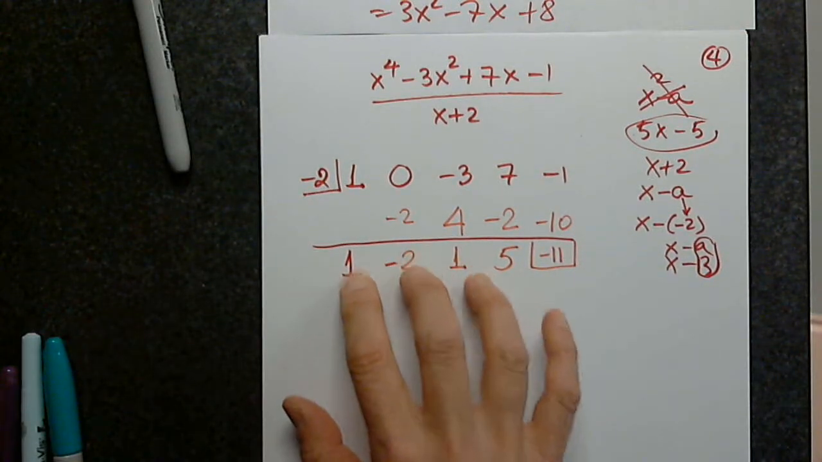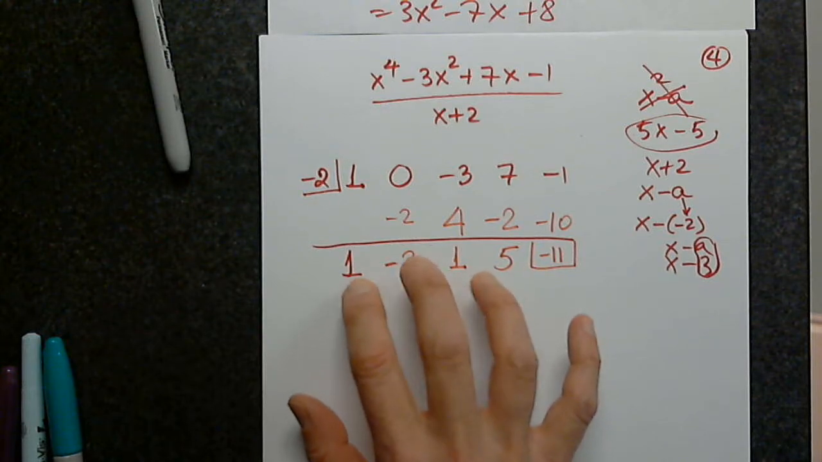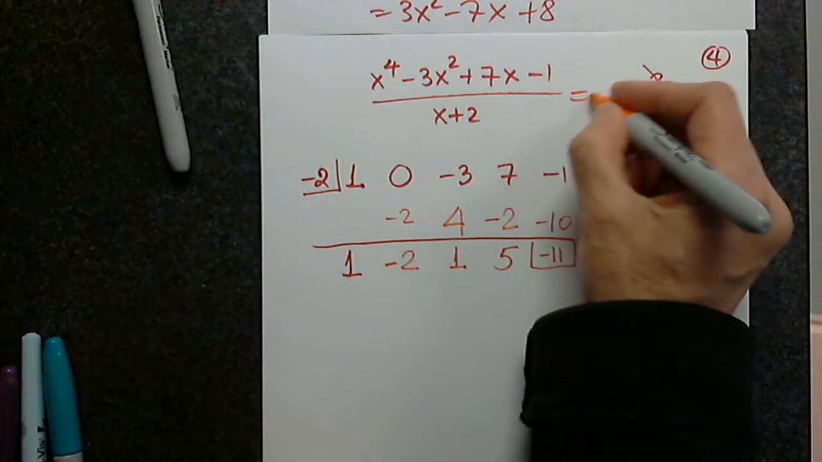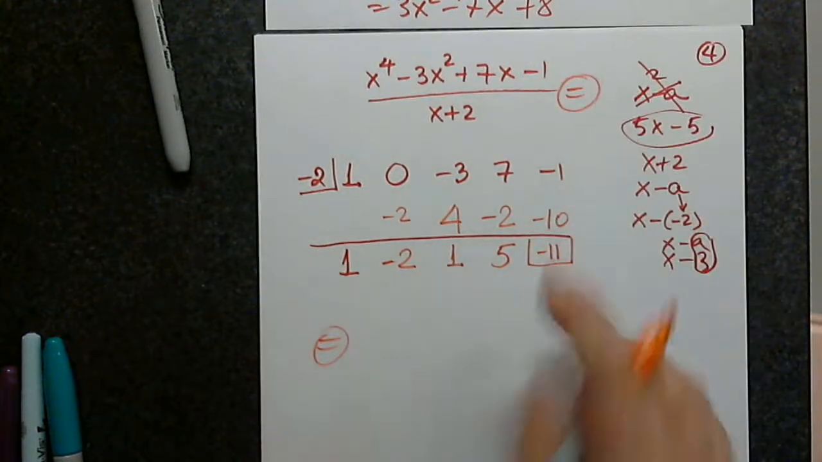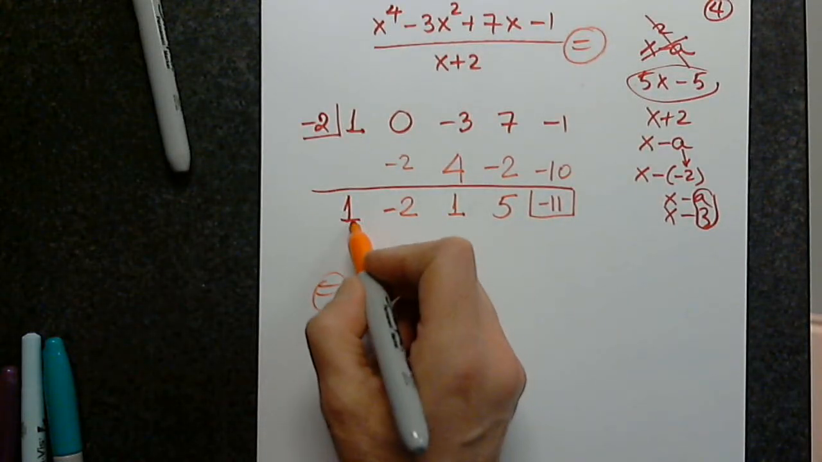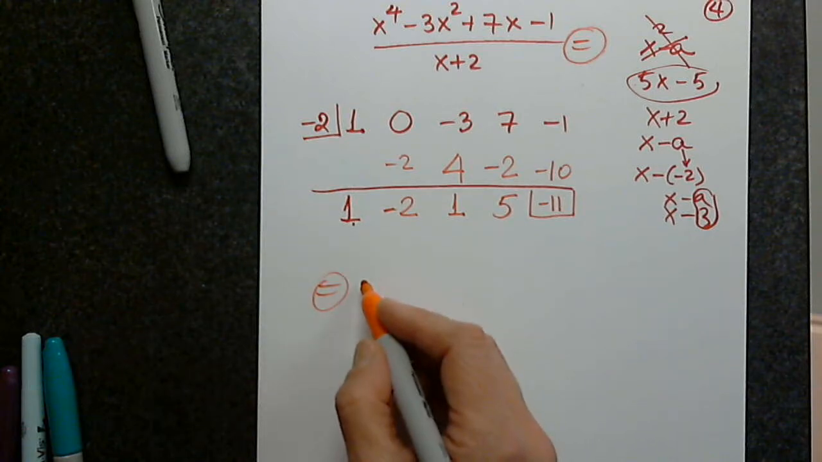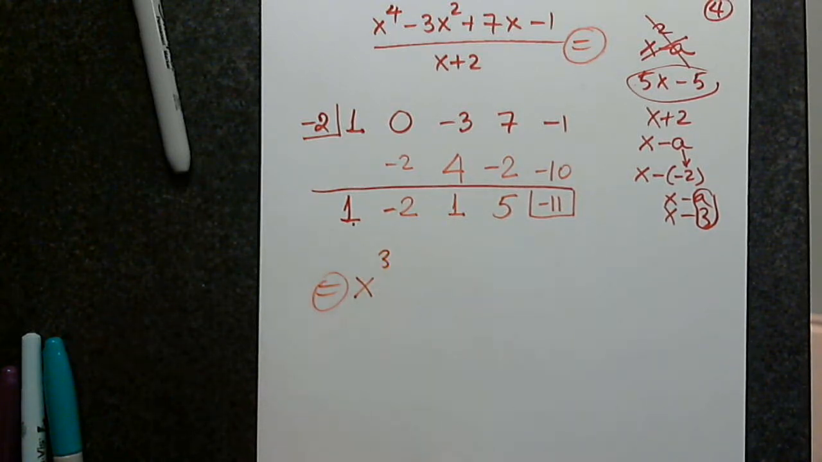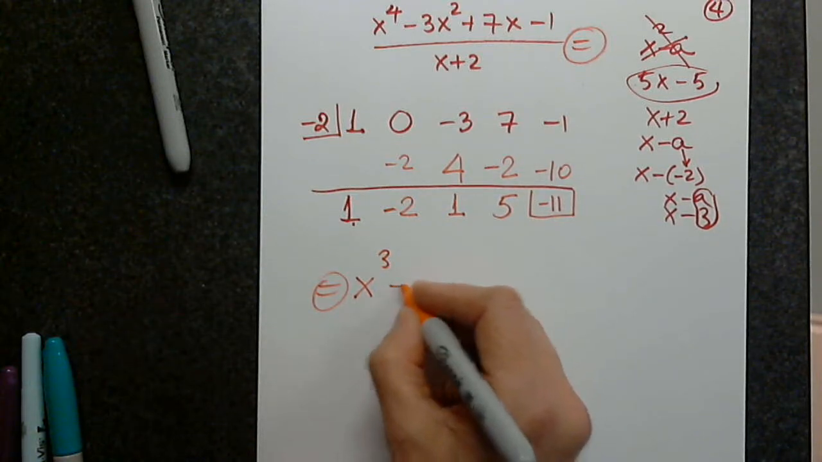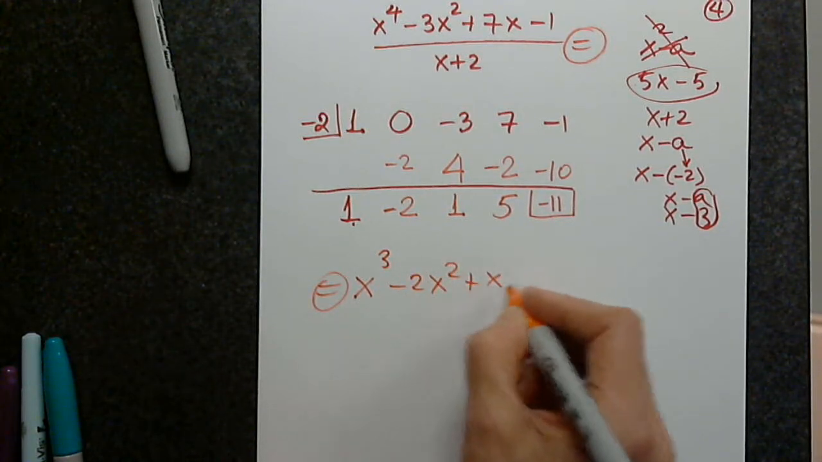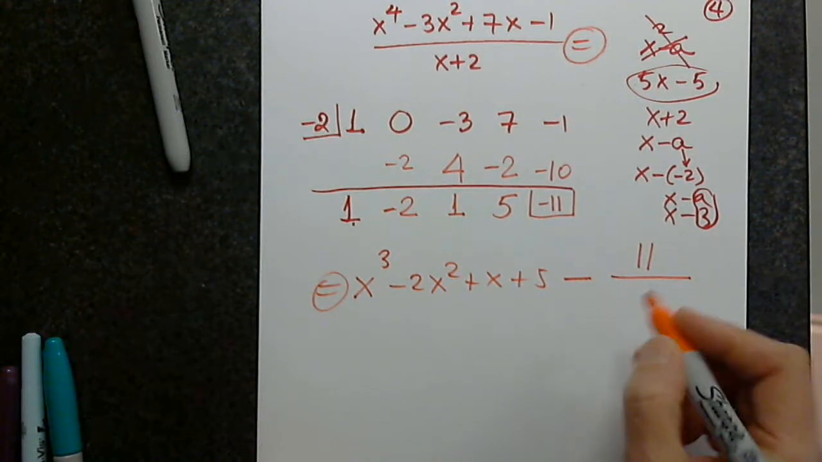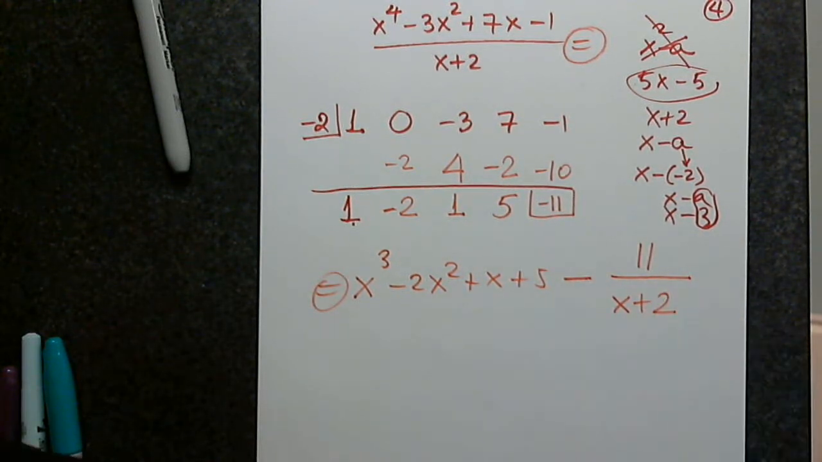So if I have 4 terms, what is the degree of this polynomial? 3. Exactly. So I'm writing the answer here because I don't have space there. What will the 1 correspond to, which coefficient? The coefficient of x cubed. That's what I meant. Thank you, Marcus. Negative 2x squared plus x plus 5 minus 11 divided by x plus 2.